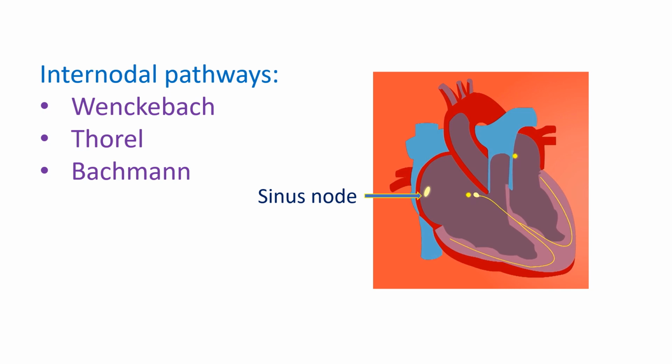Sinus node is a subepicardial structure located in the upper part of the right atrium near the orifice of the superior vena cava. Signals from the sinus node travel to the AV node through three internodal pathways. They are Wenckebach, Thorel and Bachmann bundles. Bachmann bundle gives a branch to the left atrium also.